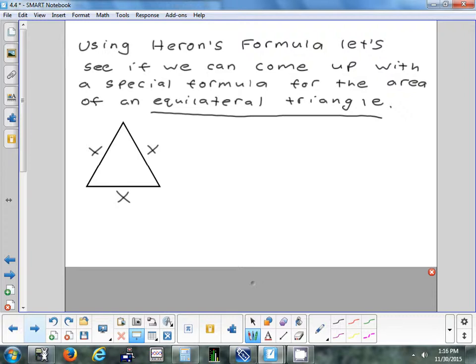What's the perimeter if you add up this side plus that side plus that side? Add up all 3 sides. X times 3, or we could just say this is 1x, 1x, 1x. That's 3x. And what do you have to do to get the semi-perimeter? That's the full perimeter. Take half of it. So the semi-perimeter is 1.5x, or I'll leave it as a fraction, 3/2 x.